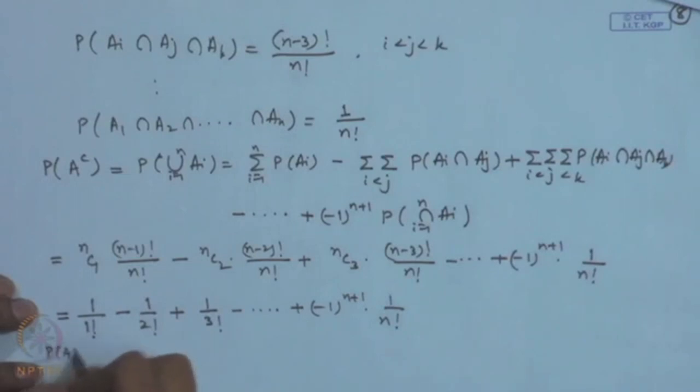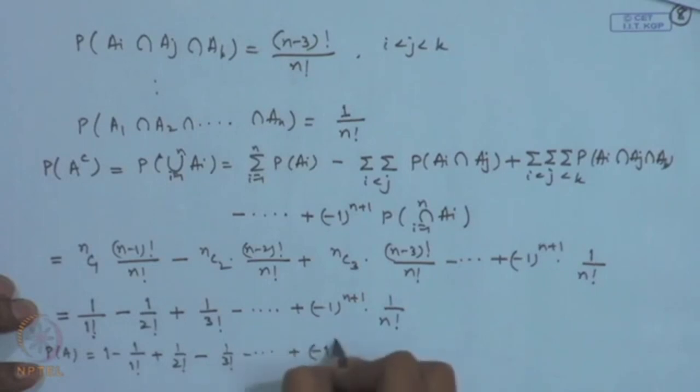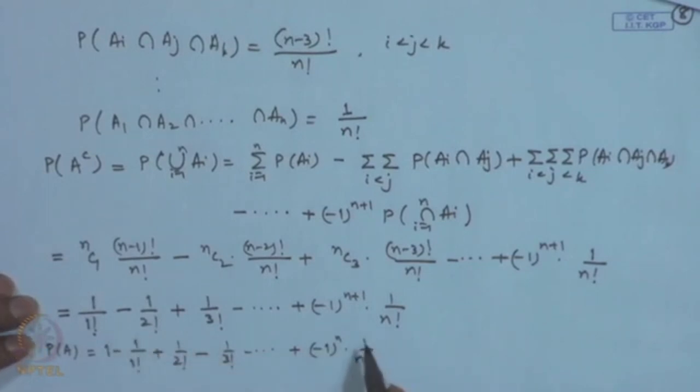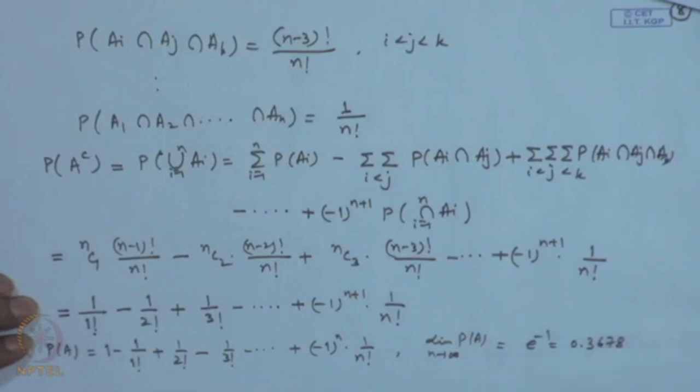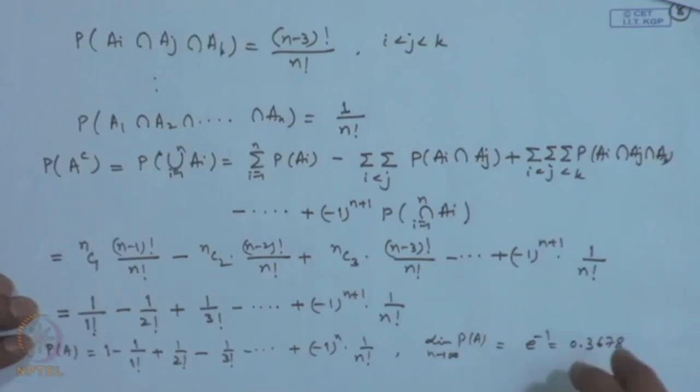So probability of A is nothing but 1 minus this. So 1 minus 1 by 1 factorial plus 1 by 2 factorial minus 1 by 3 factorial, and so on, minus 1 to the power n, 1 by n factorial. In fact, you can see that as n tends to infinity, this is nothing but e to the power minus 1. So limit of probability A as n becomes large is simply e to the power minus 1, that is 0.3678. That means nearly 37% of the time, the event that none of the objects occupies the correct place will be true, which is quite high probability.